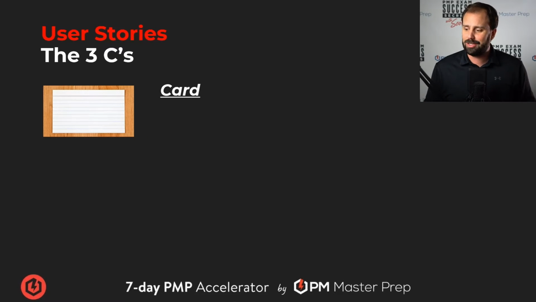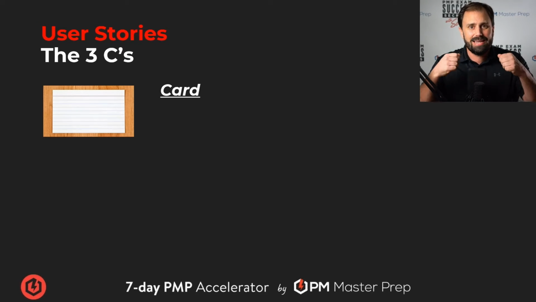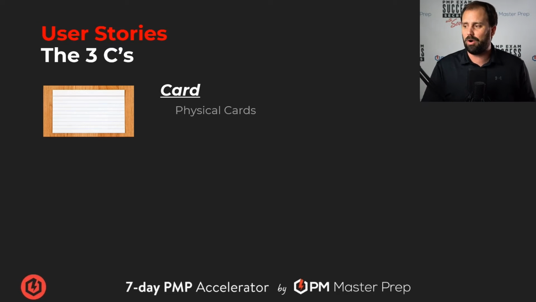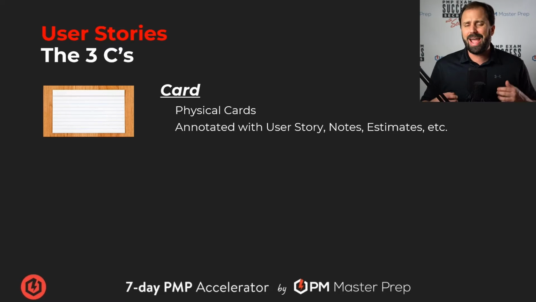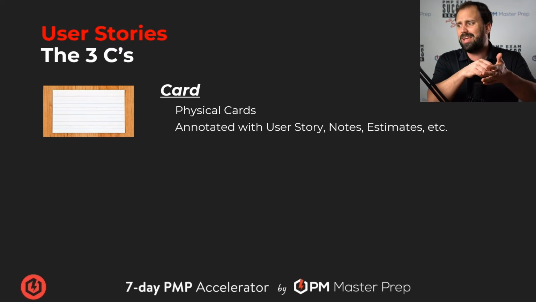The first thing is the card. Now, user stories are on an index card. I wish I had one in front of me, like just a paper index card. That's what they're there for. Now, you might think, we're doing computer stuff or projects, we need fancy. No, start with a physical card. There's a reason for it, all right? So they are annotated with the user story, some kind of notes, estimates, but think about a card.